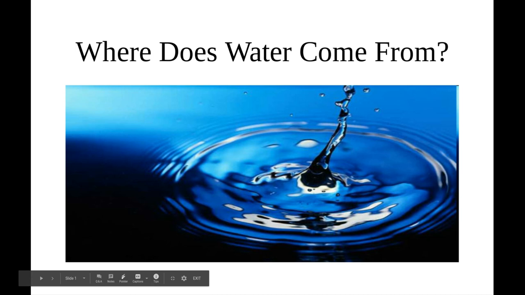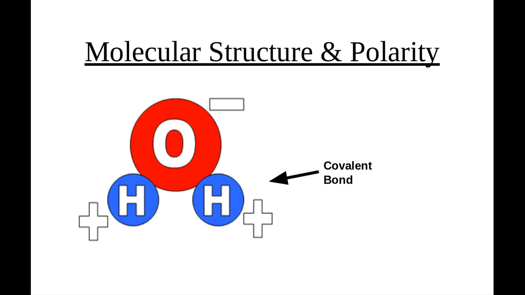New unit, new subject. We're talking about water today. That's what the ocean is made of, so it's very important. Water is a polar molecule, meaning that there's not an even distribution of the electrons across the molecule. Oxygen tends to hold the electrons much more than the hydrogen does, which makes the hydrogen have a partial positive charge and the oxygen has a partial negative charge.